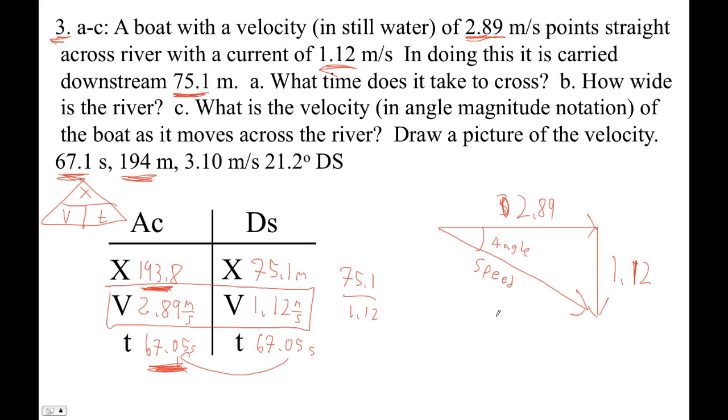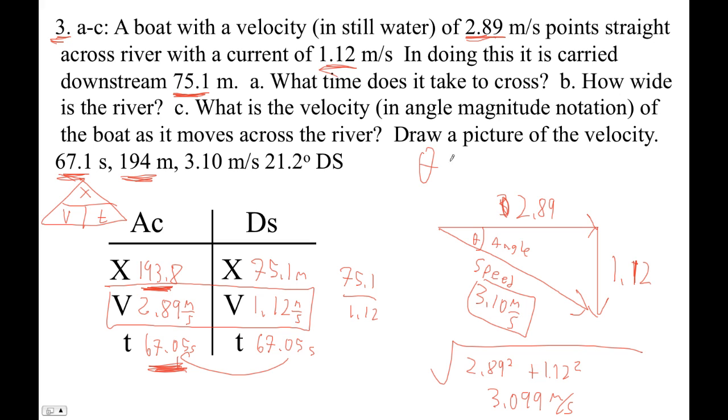Okay, so we can do that, right? The speed is going to be the square root of 2.89 squared plus 1.12 squared. We're using the Pythagorean theorem there is what we're doing. Didn't really explain that, did I? 2.89 squared plus 1.12 squared, 3.099, right? Which would be, strangely, if we had to round that to 3 numbers, that would be 3.10. Okay, so that's the speed of it.